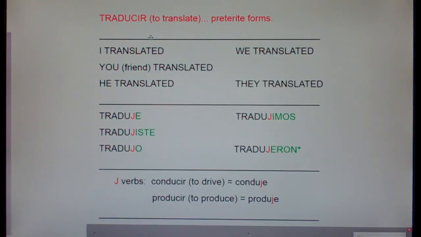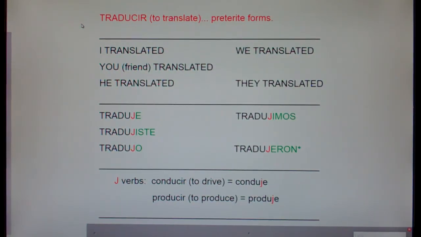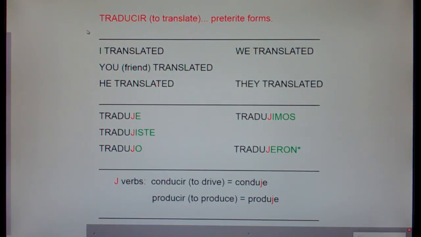J verbs are verbs that in the infinitive end in UCIR. Traducir is a J verb. Conducir, to drive, is a J verb. Producir, to produce, is a J verb. If it has a UCIR in the infinitive, in the preterite, there's a J, J, J. So there are several verbs that follow this pattern. Again, hard verb, but I hope this helps you understand traducir, to translate, preterite forms. Cool.